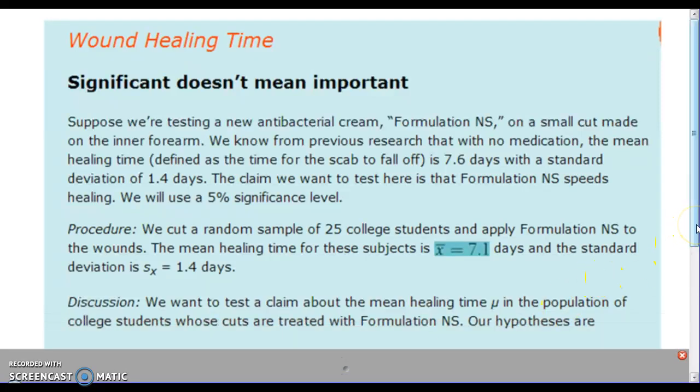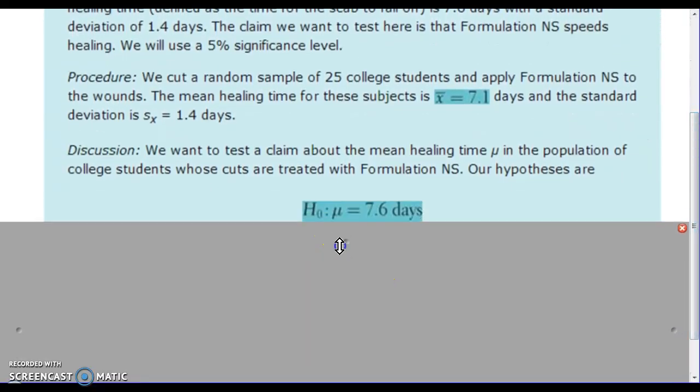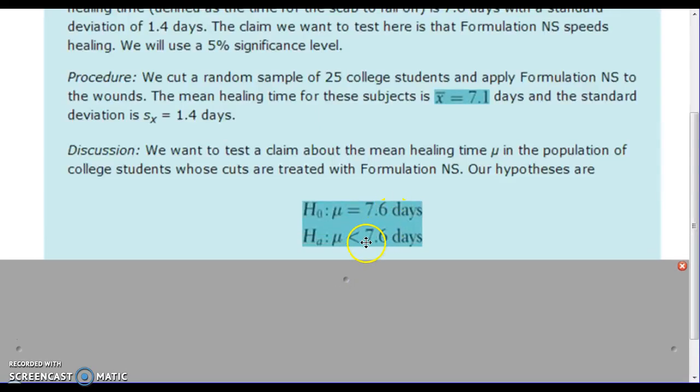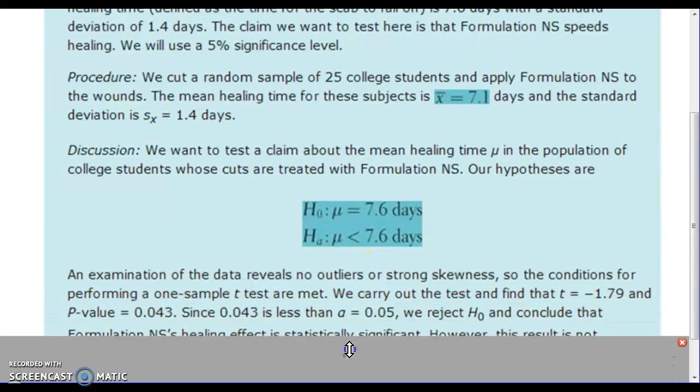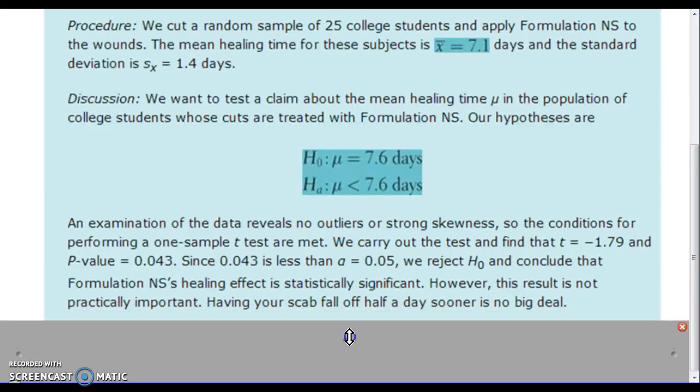And then we want to test a claim about the mean healing time in the population compared to our null hypothesis of 7.6. We want to see if the sample provides convincing evidence that the healing time is less than 7.6 days. An examination of the data reveals no outliers or strong skewness. The conditions are met. We carry out the test, here's the test statistic. The p-value is 0.04. That p-value is less than alpha, so we reject the null hypothesis, and we conclude that the healing effect is statistically significant.